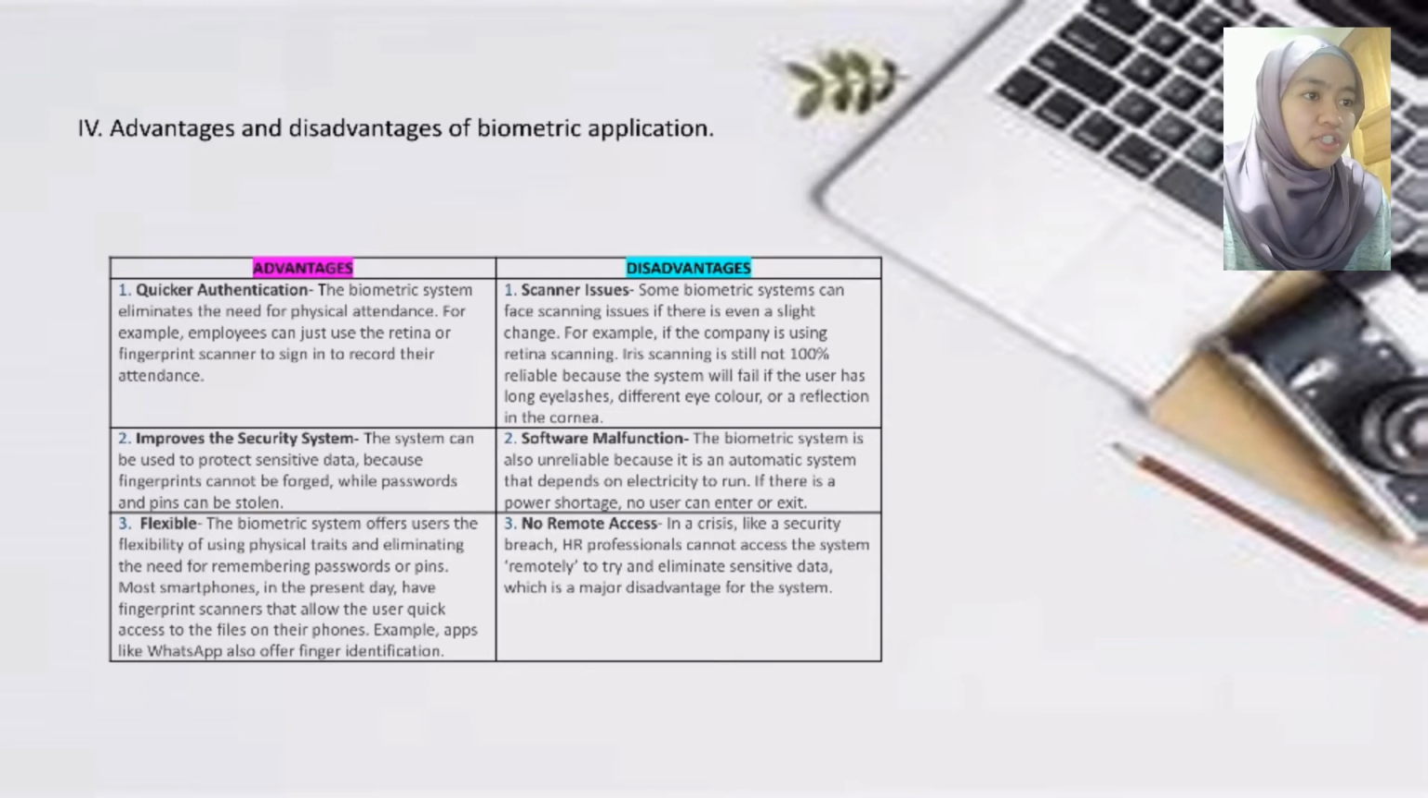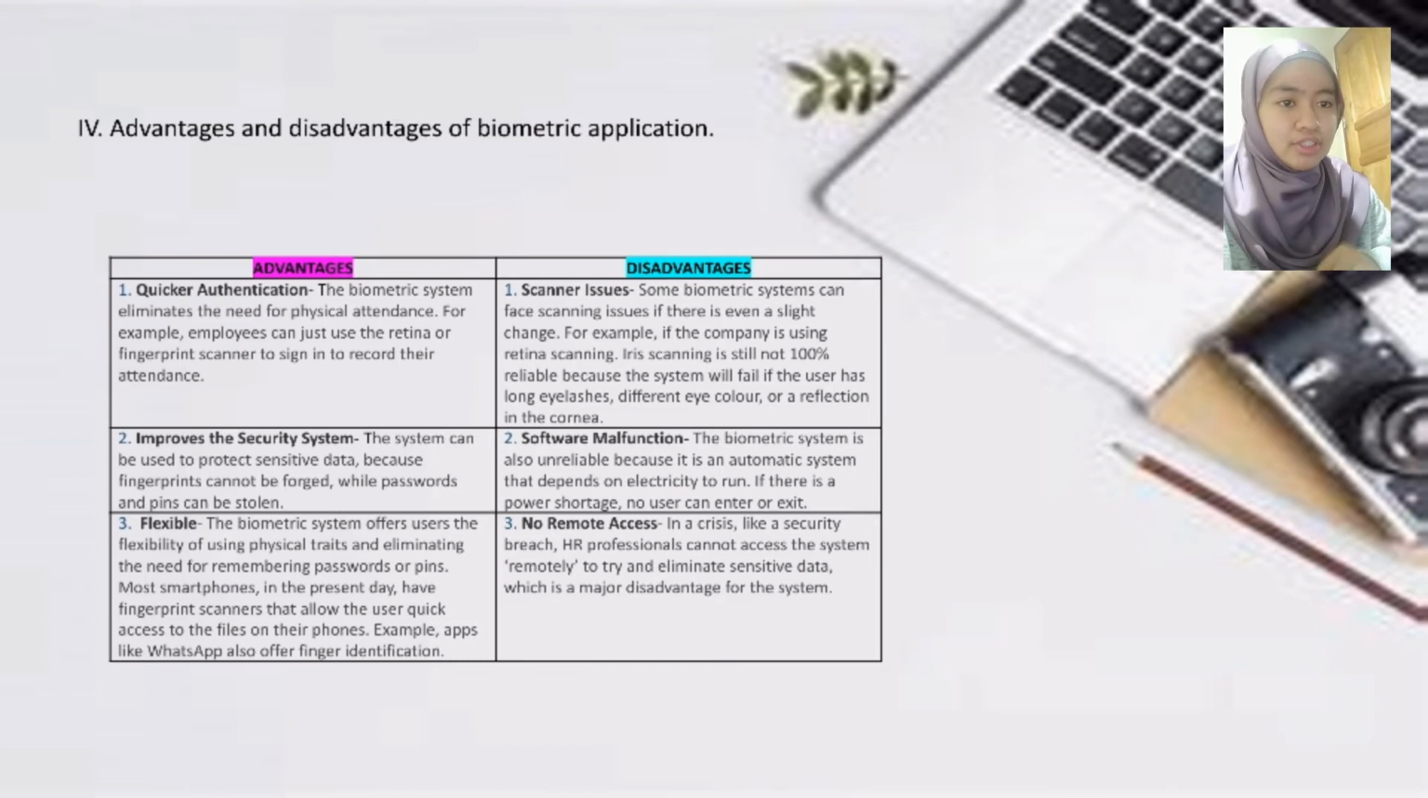For disadvantage, scanner issue. Some biometric systems can face scanning issues if there is even a slight change. For example, if the company is using retina scanning, iris scanning is still not 100% reliable because the system will fail if the user has long eyelashes, different eye color, or a reflection in the cornea.